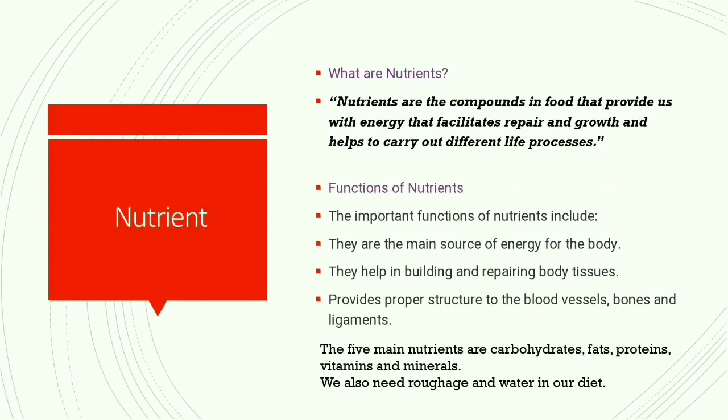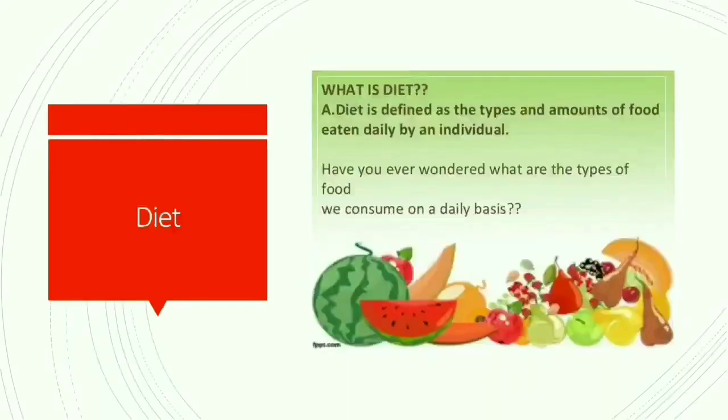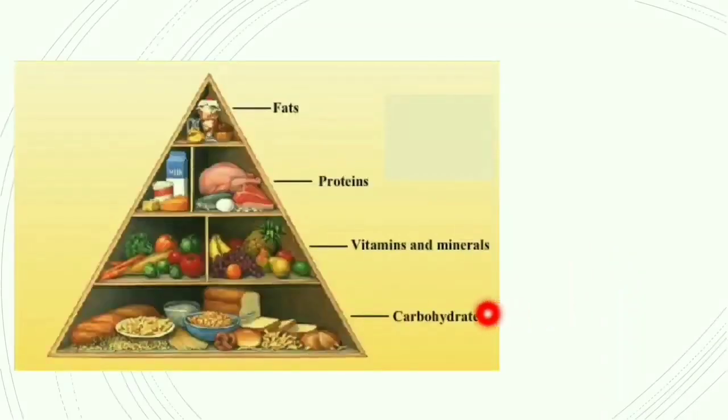So the 5 main nutrients are carbohydrates, fats, protein, vitamins and minerals. We also need roughage and water in our diet. So what is diet? A diet can be defined as the types and amounts of food eaten daily by an individual. Suppose you eat rice, vegetables, chapati, curd on a daily basis. Those things are your diet. The components of food are carbohydrate, fat, protein, vitamins and minerals. Let us learn about them in detail.